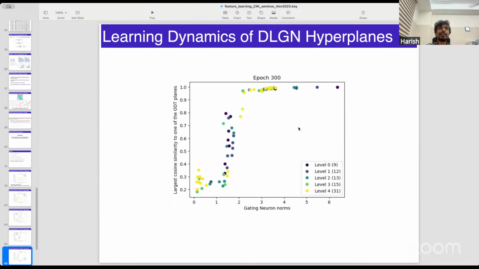At the end of training, however, you can see that all the DLGN gating neurons which have a norm greater than a threshold have cosine similarity of 1 with respect to one of the ODT hyperplanes. Which means that all the confidently discovered model features correspond to data features, or rather interesting or relevant data features. That's the story here. Okay, but why does that happen?